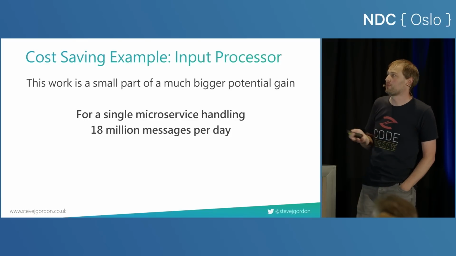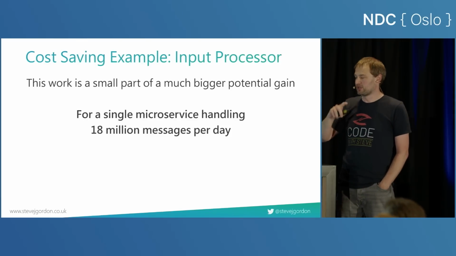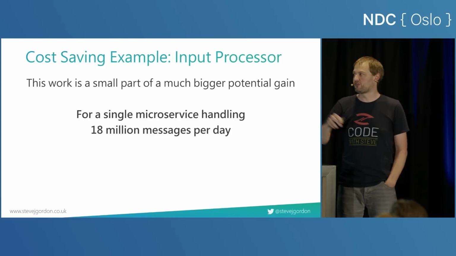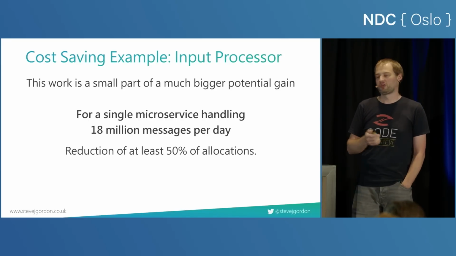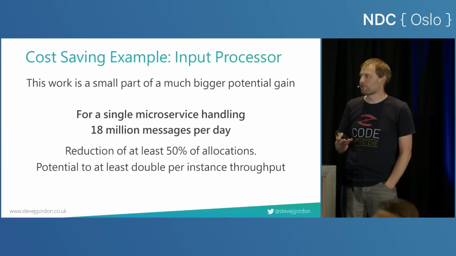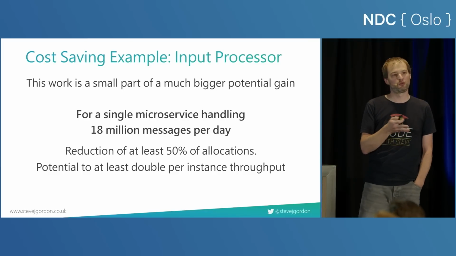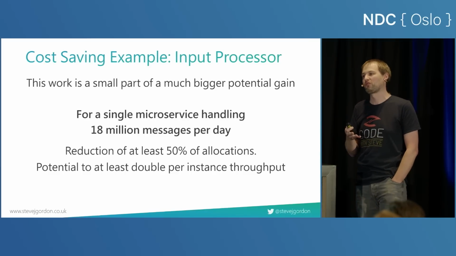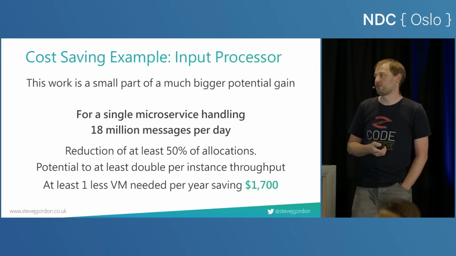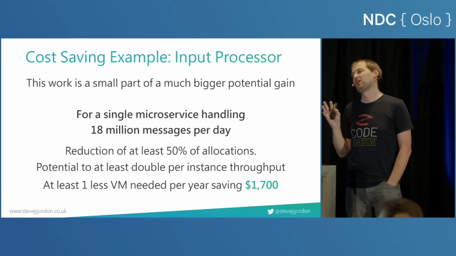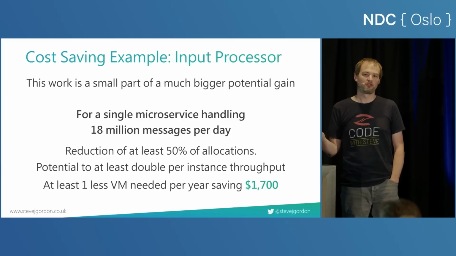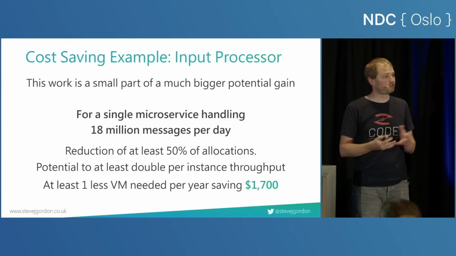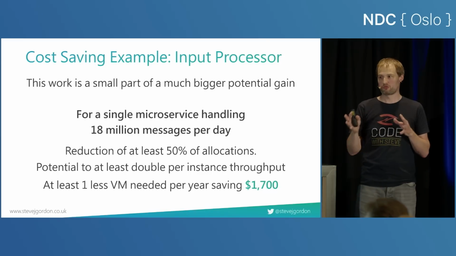A very basic example of that, for the service we were looking at, where we could use a lot of the examples I've shown you today: we worked out we could reduce about 50% of our allocations using those techniques, and that we could roughly double our per instance throughput of those container services when they were doing processing. What that ultimately led to is saying that we could drop one VM from the cluster a year under that container cluster, saving about $1,700. That might not be enough to justify the engineering time that went into it, so do be aware of that.